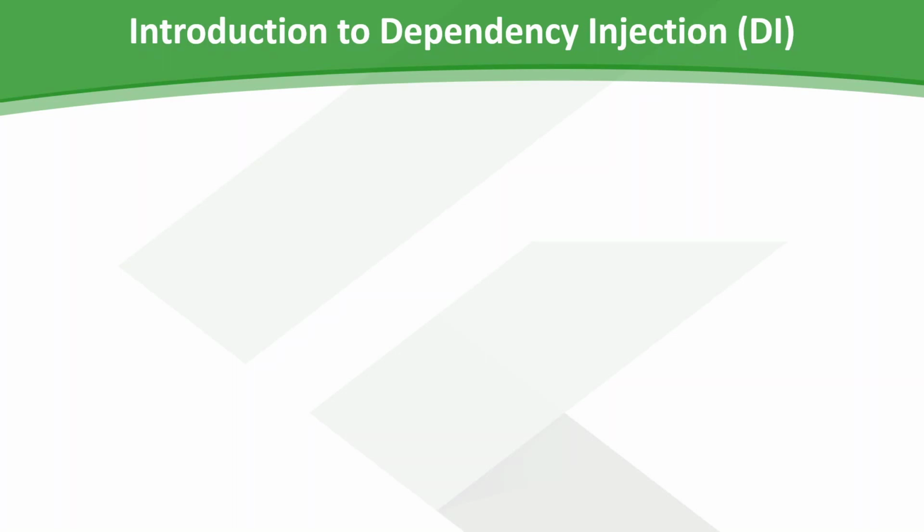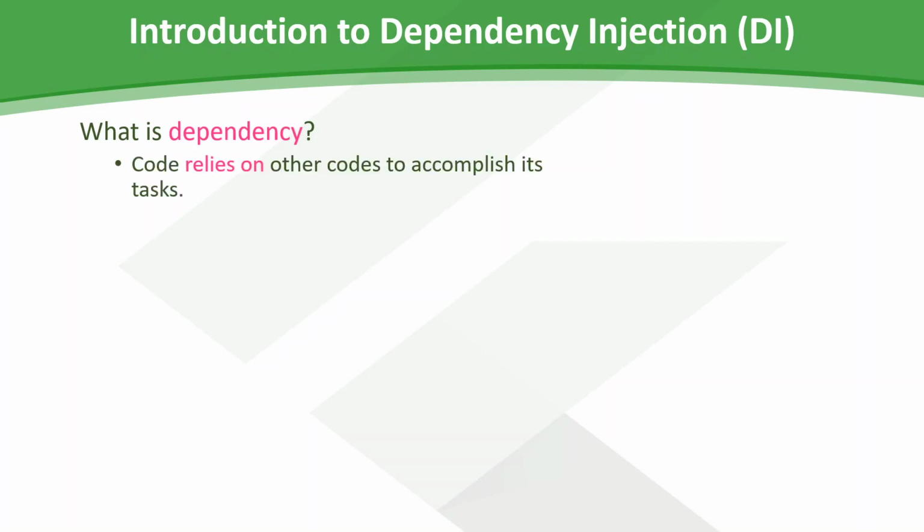So what is it, and what and why dependency injection? Okay, so what is dependency? Dependency, as the name implies, is something to do with one entity relying on other entities. Since we are focusing our discussion here on software development, the entity is the code itself. So here we are talking about dependency in software, which is basically code relying on other code in order to accomplish its task. Okay, so that is dependency.